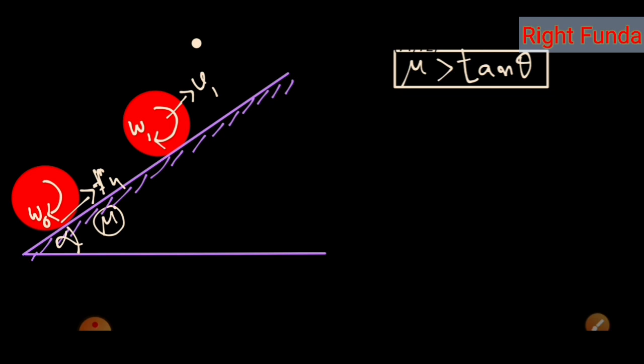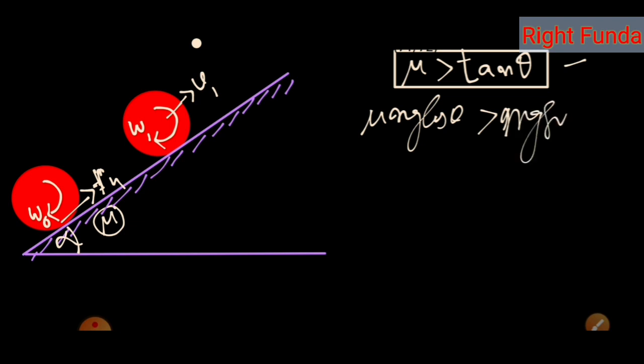And it is given that mu is greater than tan theta. From that we can get the information that mu mg cos theta, the kinetic friction force, is greater than mg sin theta. So the force mg sin theta acting downward is less than the friction force. So the body will go up. From this we come to know.